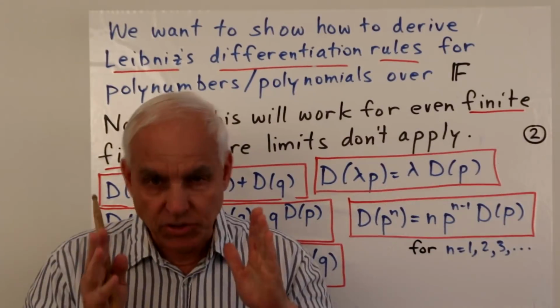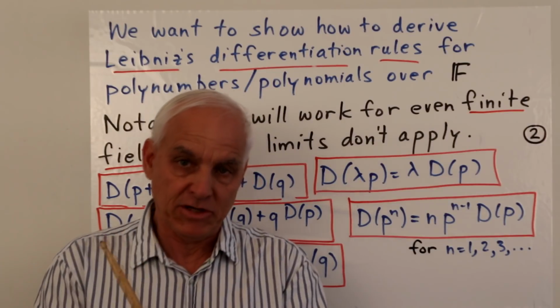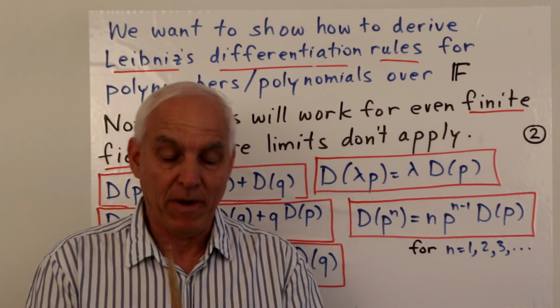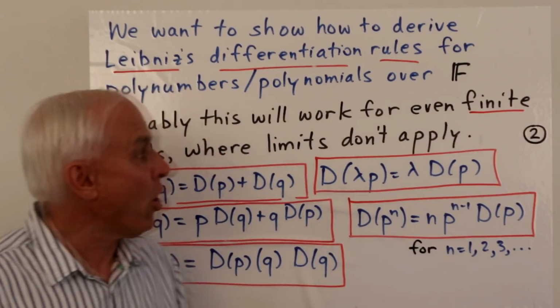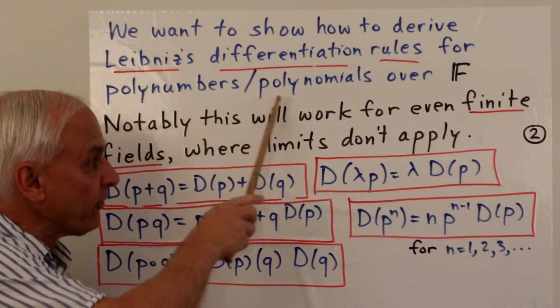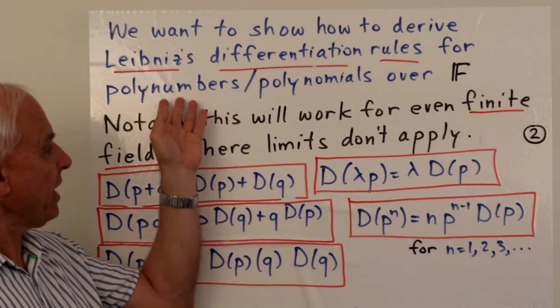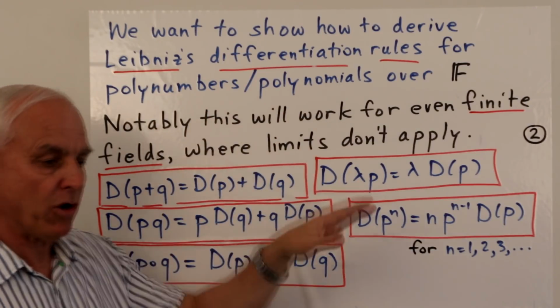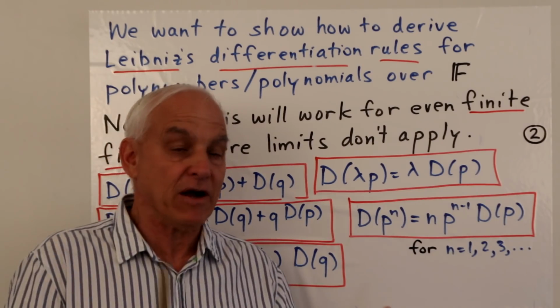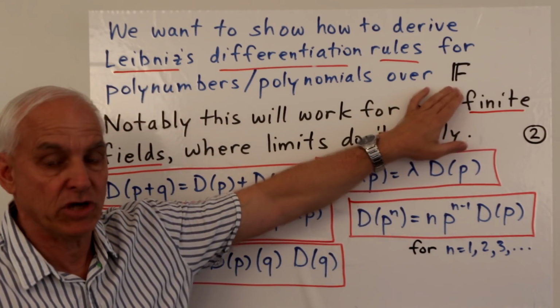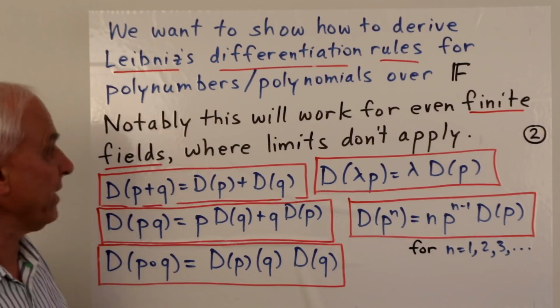So we want to move towards deriving Leibniz's famous differentiation rules, but in this much wider context of polynumbers or polynomials over F, over a general field. Polynumbers are my preferred way of thinking about polynomials. These are fundamental kinds of functions when you're dealing with this very general setup, and I'll explain a little bit more about that shortly.